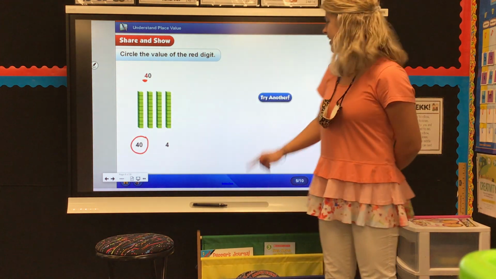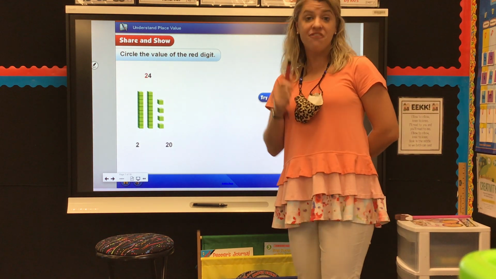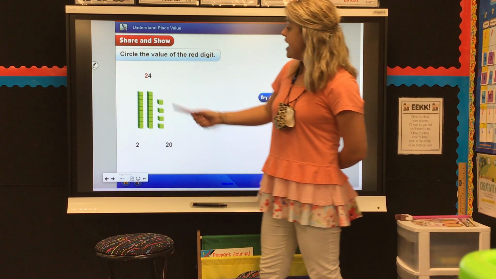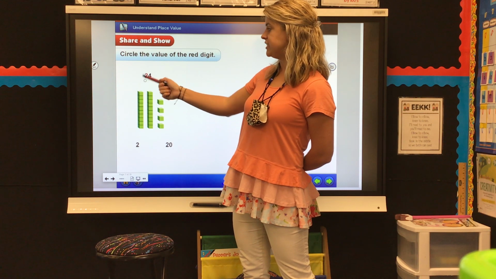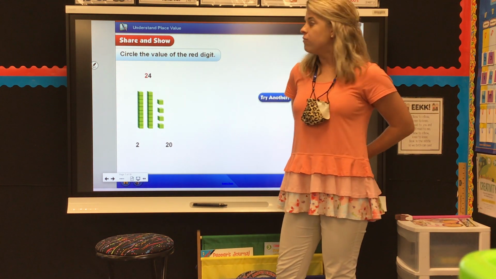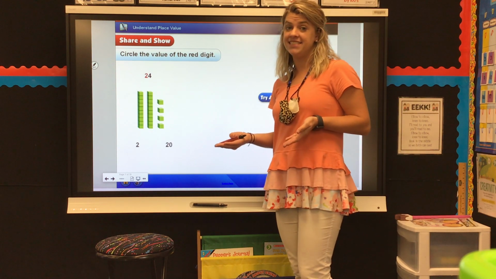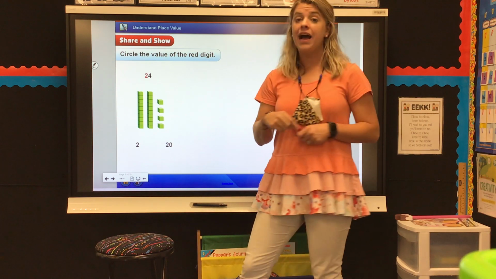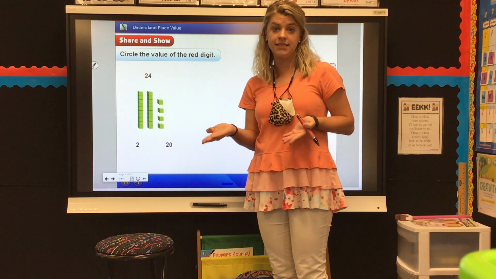All right, let's try another one. We're going to skip down again and we're going to go to number 5 this time. All right, here we go. The digit that I'm looking for is right here. It's this 2. Is that red 2 in the tens or is it in the ones? Let's see. It's in the tens. So I need to ask myself, am I counting by tens or am I counting by ones?